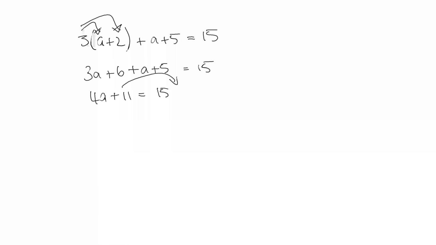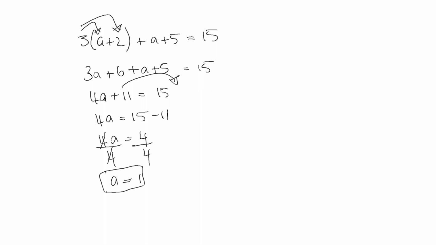We take the 11 to the other side and change the sign. So that will equal 15 minus 11. And then 4a is equal to 4. Divide both sides by 4. Okay, a is equal to 1. 4 divided by 4 is 1. So that's why we have 1 as an answer.